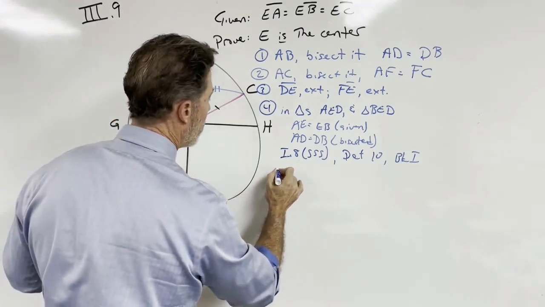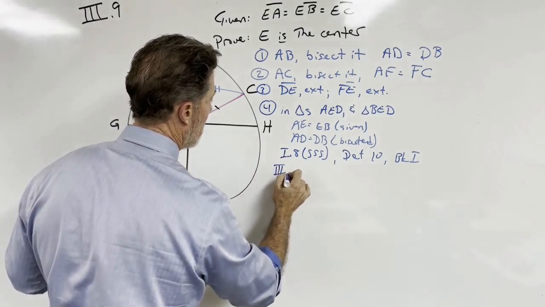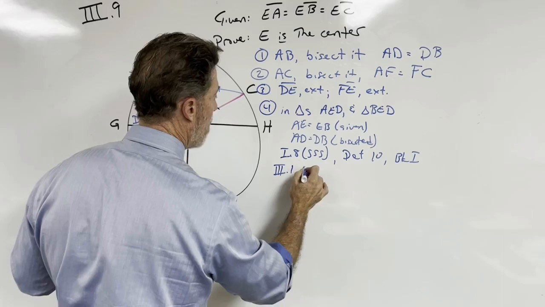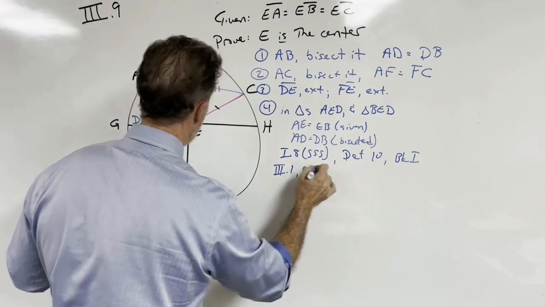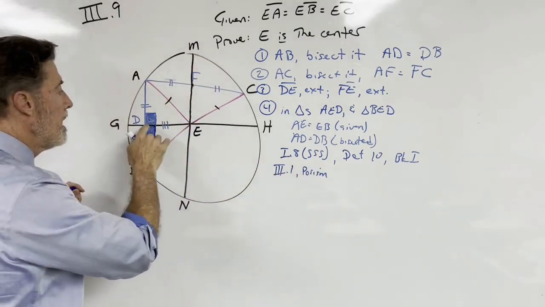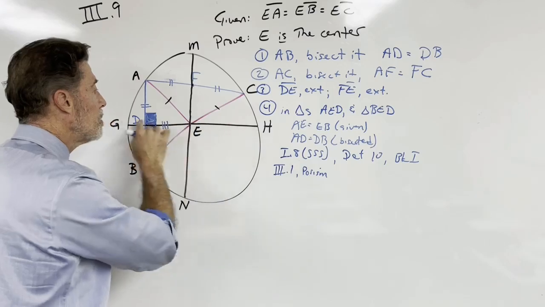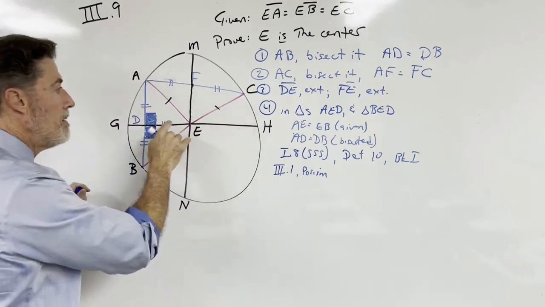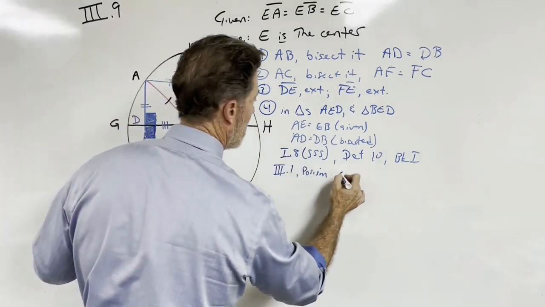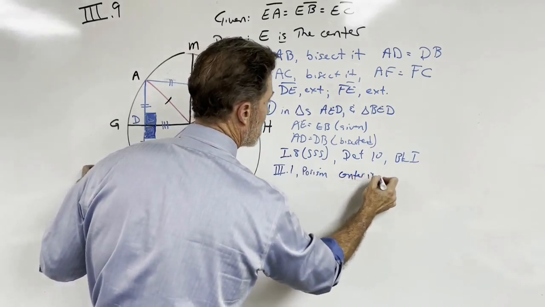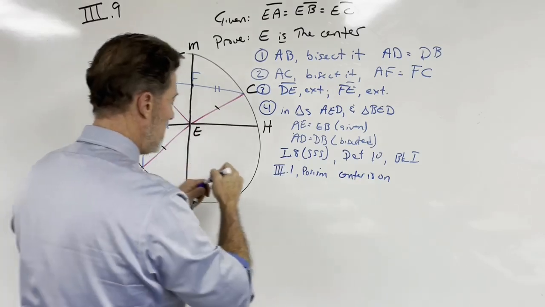And we know from Book 3, Prop 1, the porism, that when we have a chord and a perpendicular bisector, the center of the circle lies somewhere on that perpendicular bisector. So the center is somewhere on GH.